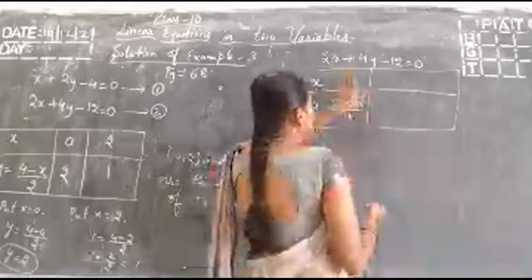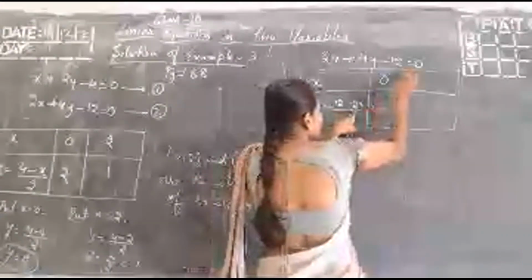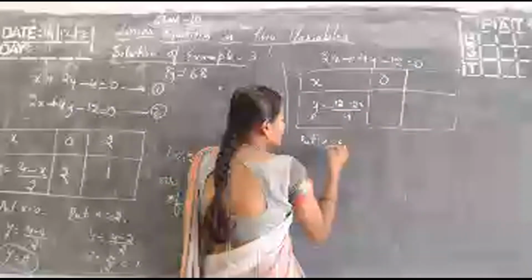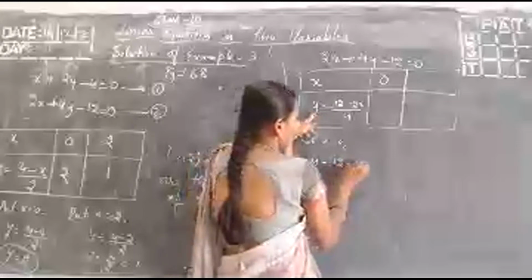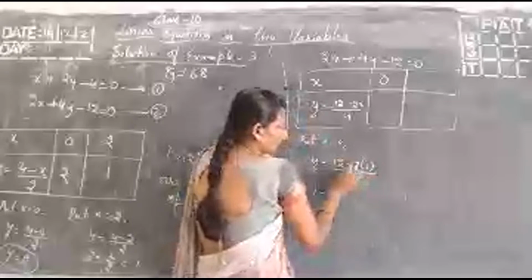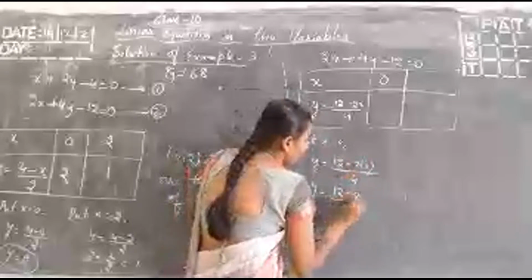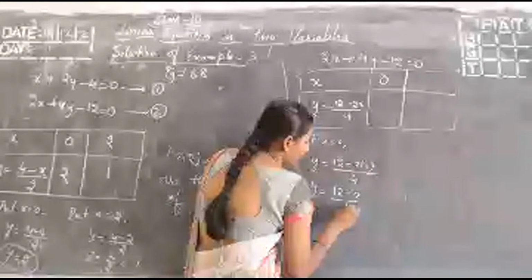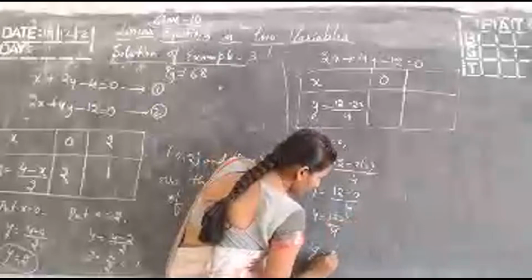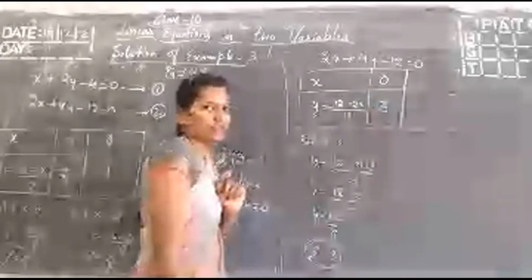Now what we have to do? Take the values whichever you want. Put x is equal to 0. This is the y: 12 minus 2 into 0, divided by 4. 2 into 0 is 0. 12 minus 0 is 12. 12 by 4, 4 threes are 12. y is equal to how much? 3. y is equal to 3.